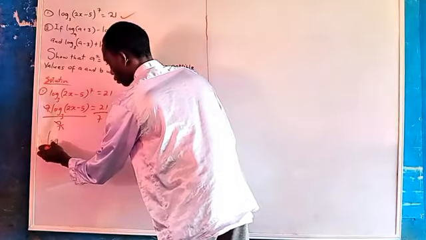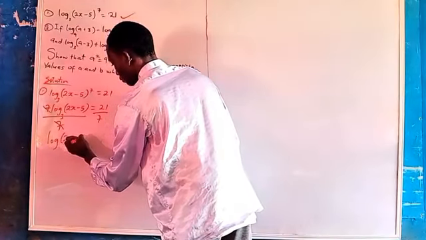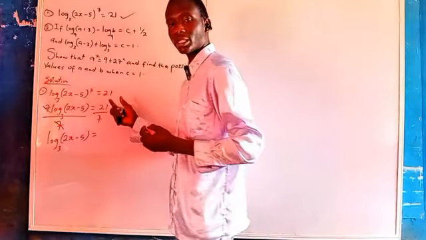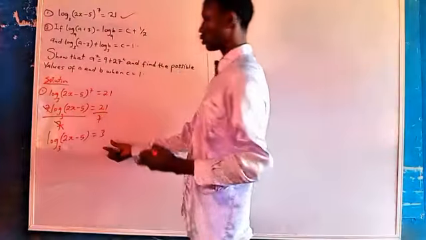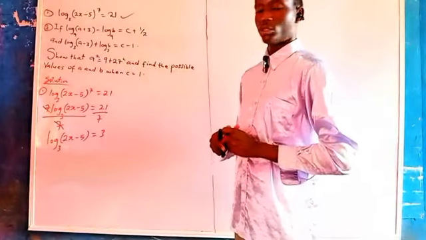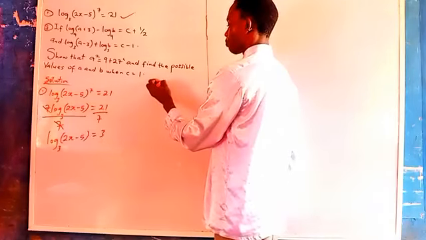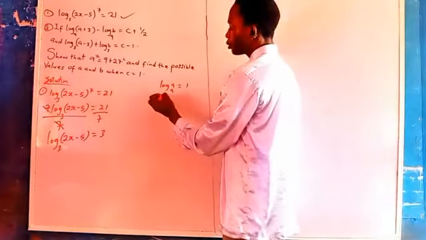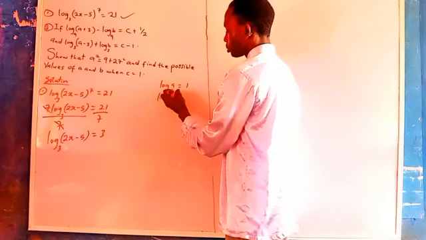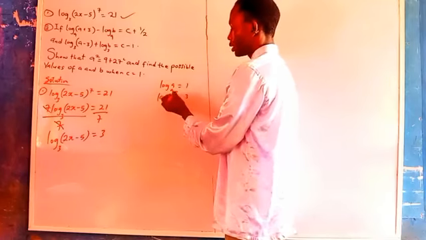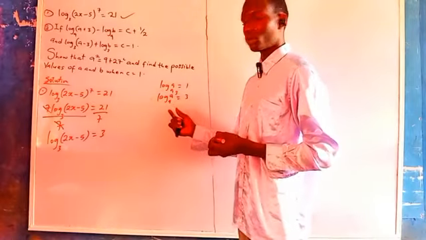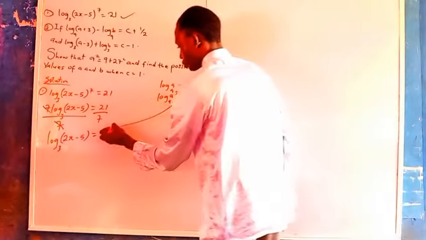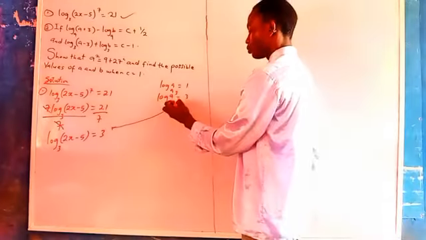I'll be left with log of (2x minus 5), base 3, equals 21 divided by 7, that's going to give me 3. All right, now don't also forget the law that log of a base a equals 1. That also shows that log of a to the power of 3, base a, equals 3. The 3 can come to the front, and log of a base a gives us 1, so 1 multiplied by 3 equals 3. So I'm going to apply this to what I'm having here now.